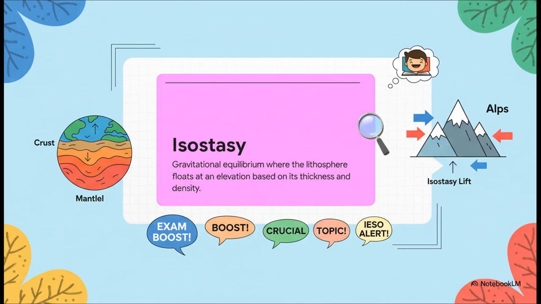Okay, so let's talk about a key concept, isostasy. The basic idea is that the crust is kind of floating on the mantle. Now that's a great model to start with, but here's a pro tip for your exams. It's not the whole story. Take the Alps, for instance. They aren't just floating there. They're being actively pushed up by these incredible tectonic forces. And that little detail could be the difference between a right and a wrong answer.